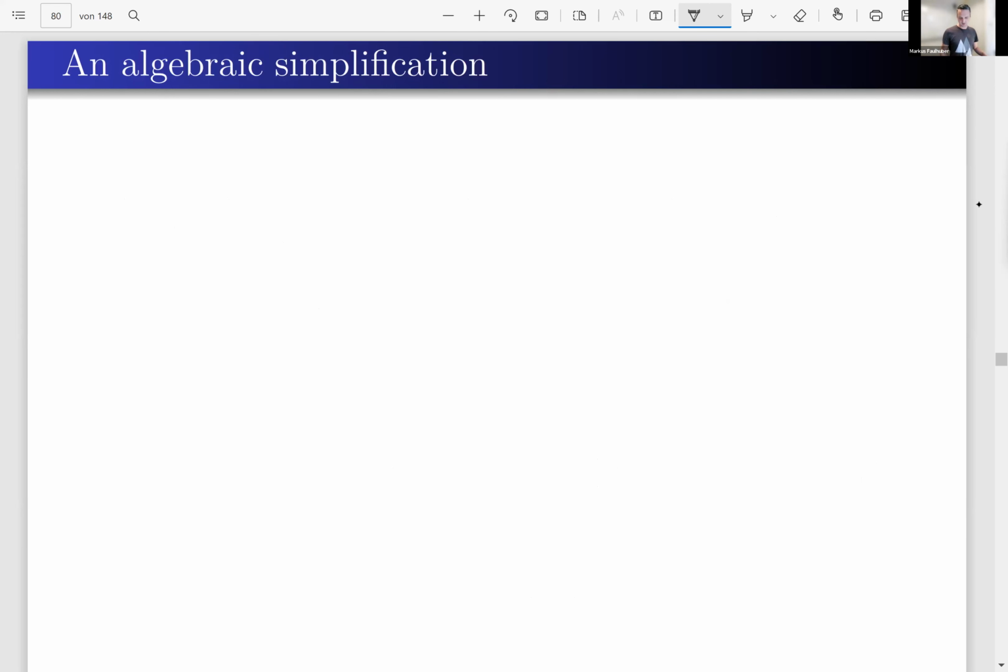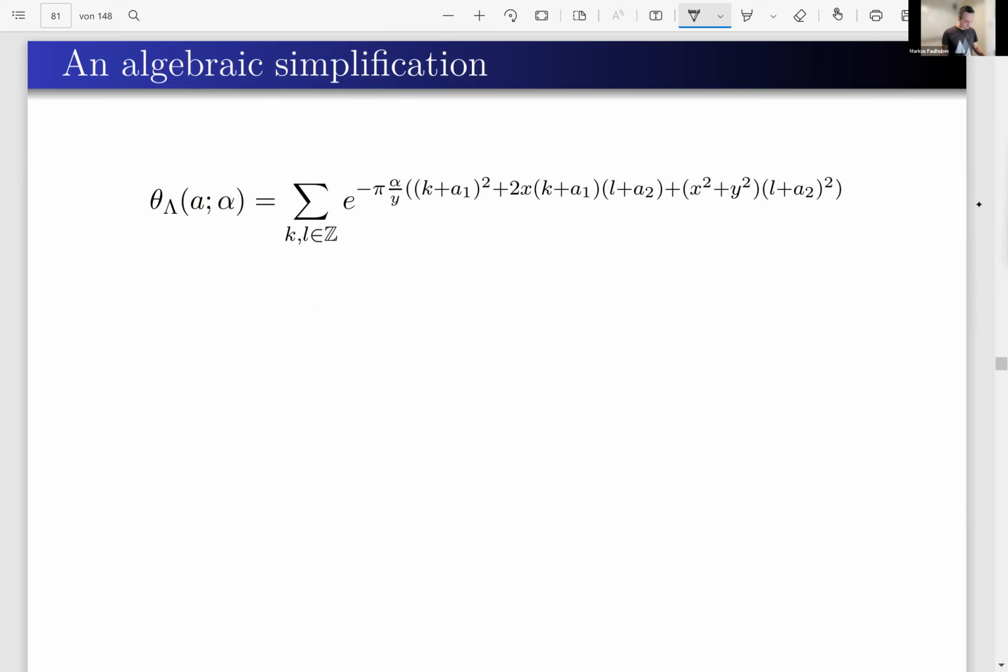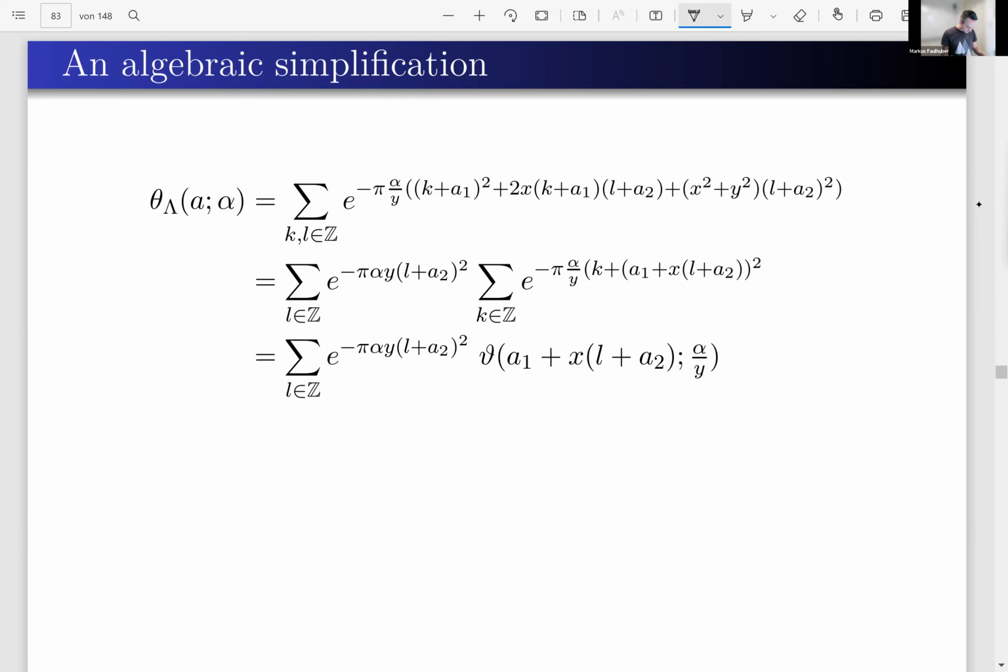And then in all these calculations, we found an algebraic simplification. This is just the explicit formula for the Gaussian lattice sum. Maybe you don't want to read all of it, but it's just a quadratic form in K and L shifted by A1 and A2. And then you can somehow split it. And the second part here is a classical Jacobi theta function.